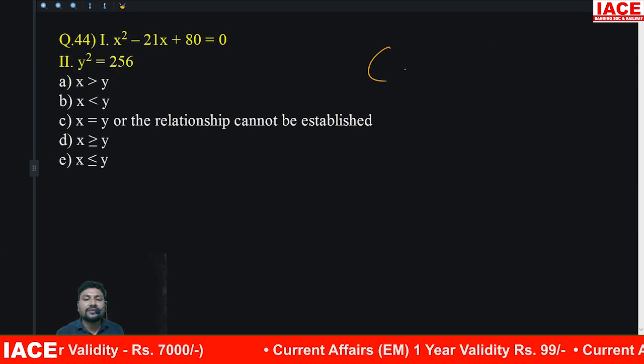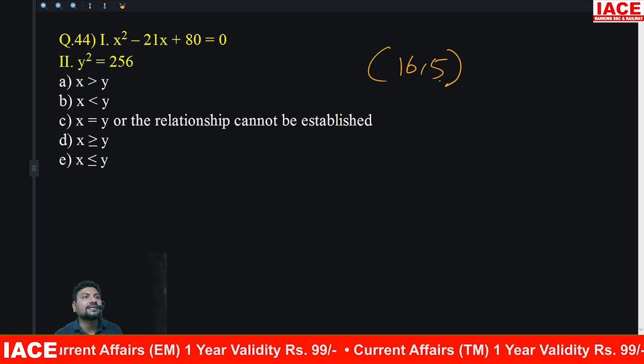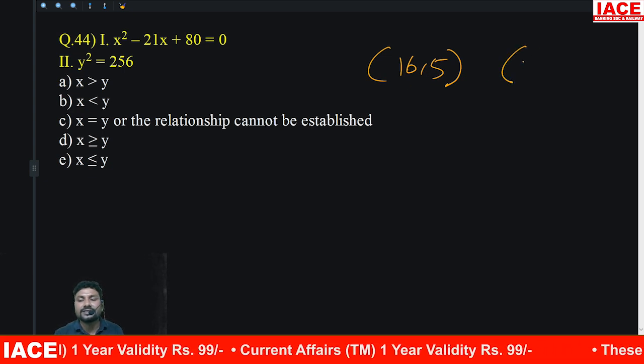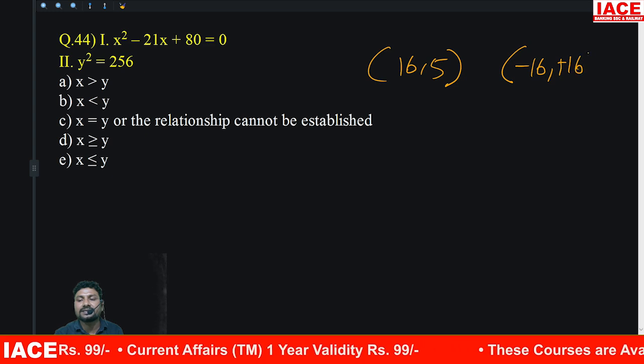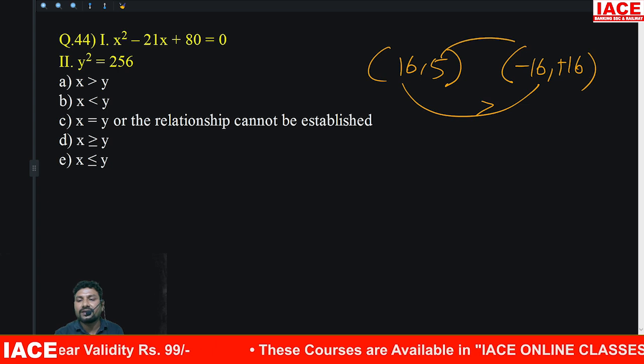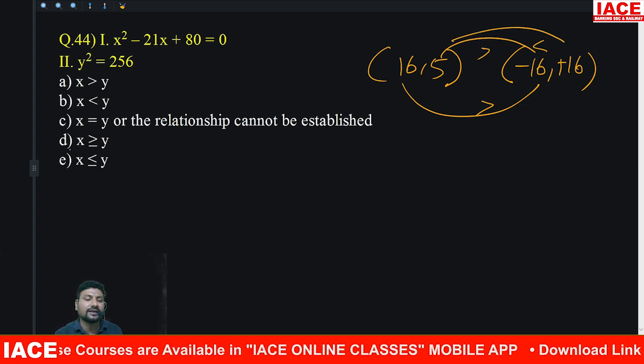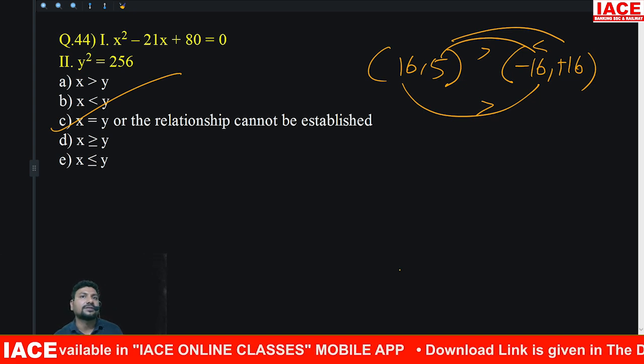Here, first equation factors are 16, 5. 16 5 is 80, 16 plus 5 is equal to 21. Second equation factors are minus 16 plus 16. Compare it. 16 to 16, 16 is bigger. Okay. Then 5 to 16, 16 is big. 5 is bigger, and 5 to 16, 16 is bigger. 1 less than 1 greater than means relation is 1 cannot be established.